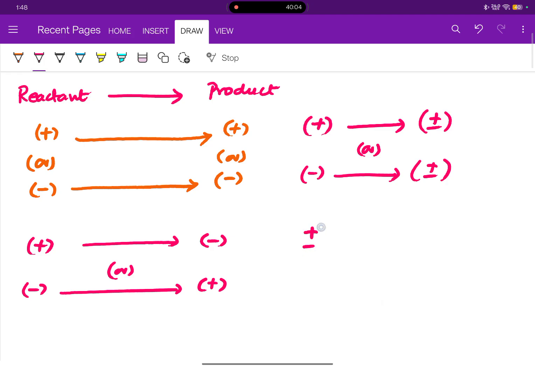And then this plus or minus can become plus plus, plus minus. 100%. This is also possible, right? Yes, sir. So whichever of these you know, you try.